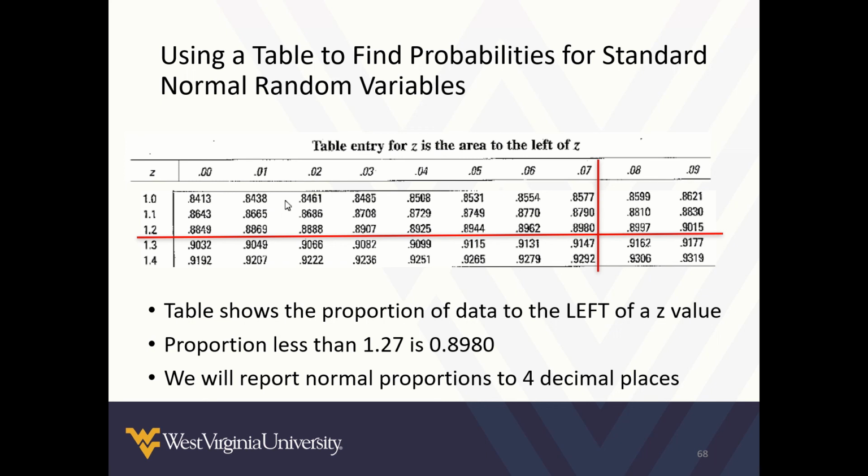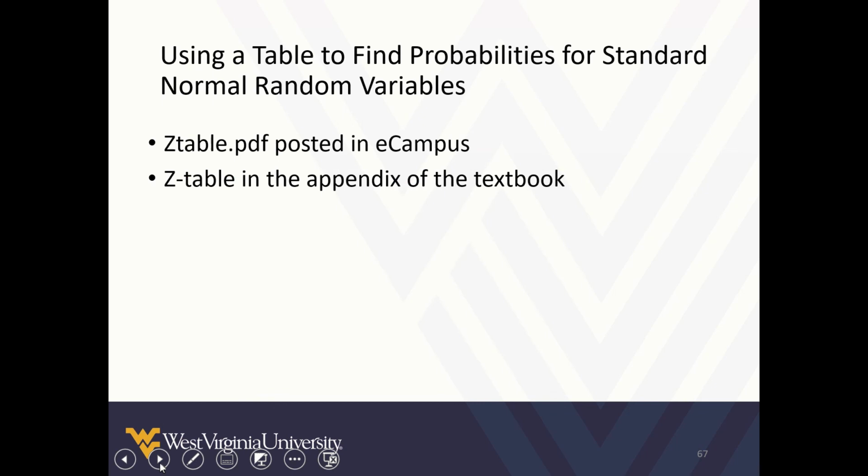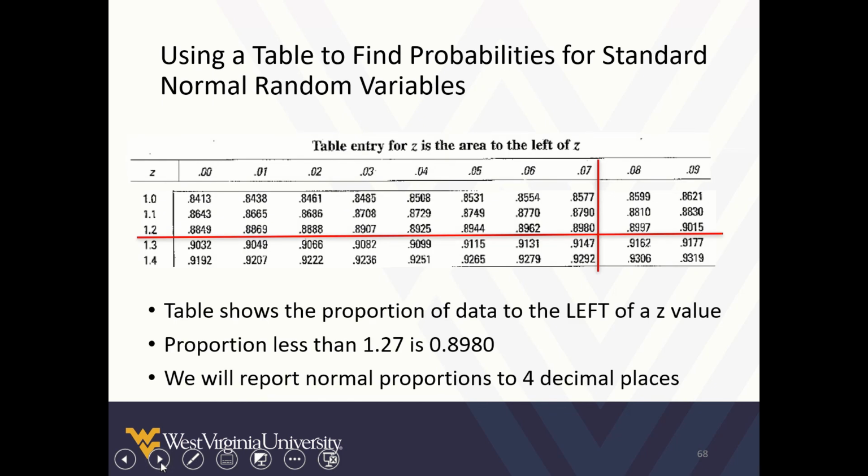So we were asked to find the probability of z less than 1.27. So we would find the 1.2 on the left-hand side and then 0.07 at the top, and this would give us a probability of 0.8980.